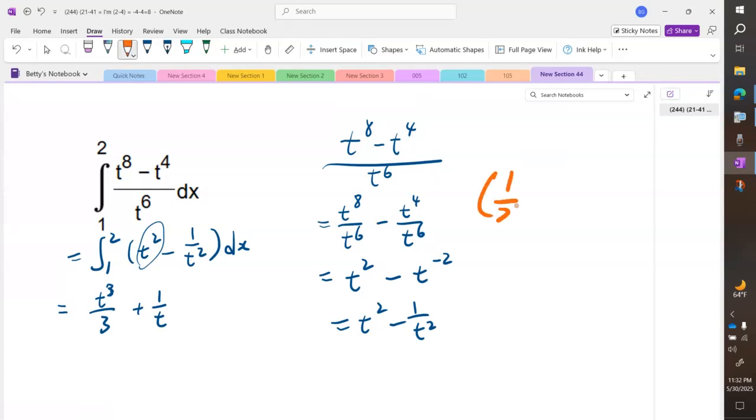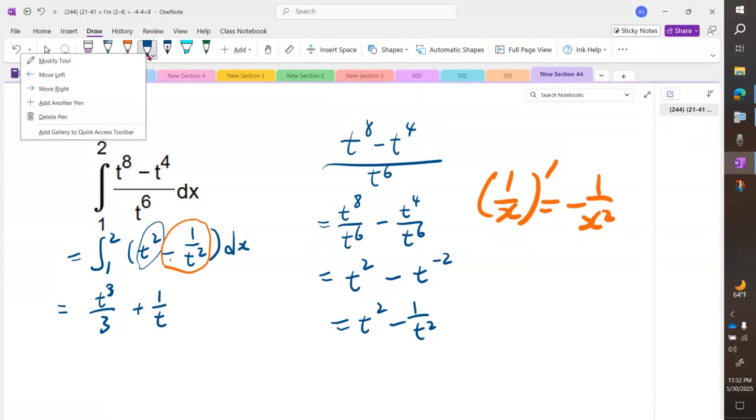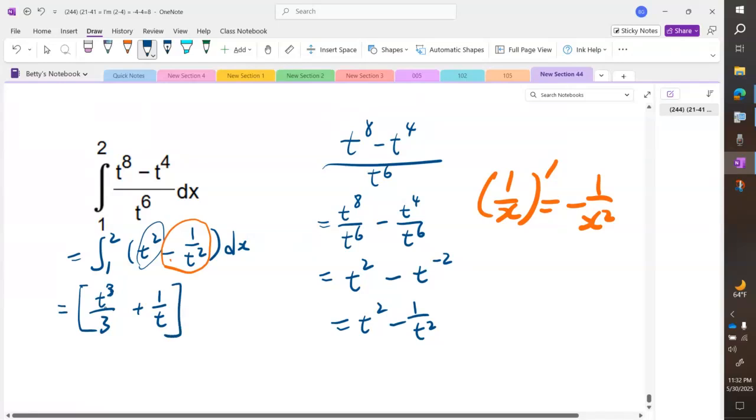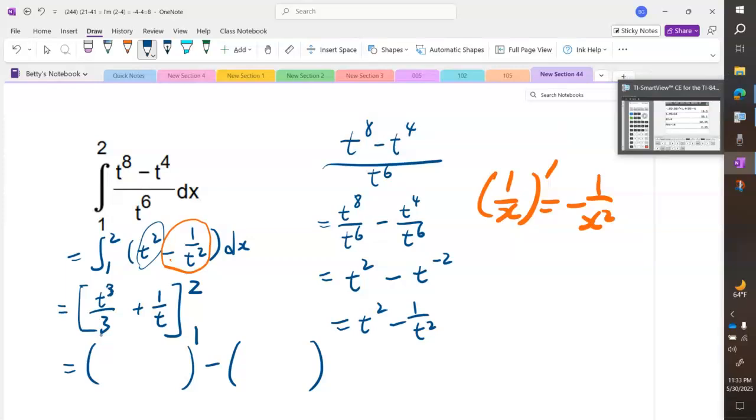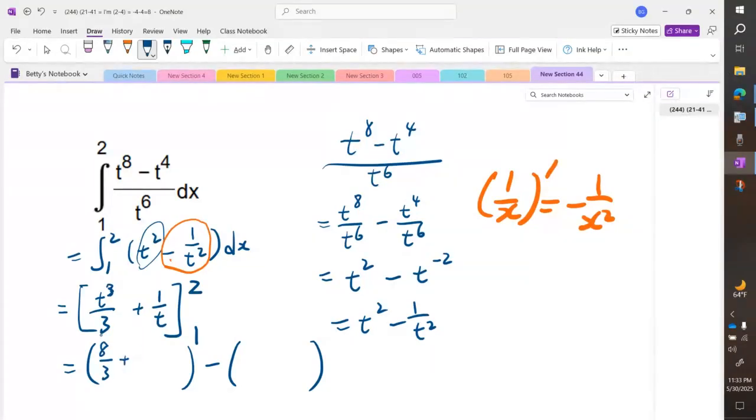Why? Because, again, I mentioned this multiple times, right? So the antiderivative of this part is 1 over t. So now we have the antiderivative, put it in the bracket, upper limit, lower limit, and then we are going to have parentheses minus parentheses. First parentheses, plug in 2, 8 over 3 plus 1/2. Second parentheses, plug in 1, 1 over 3 plus 1.